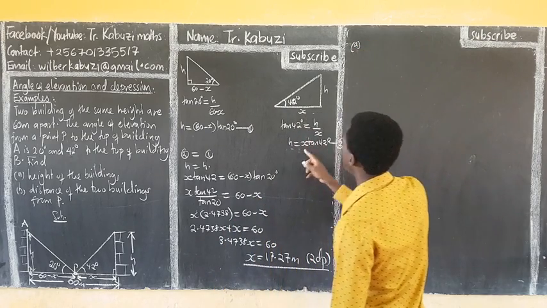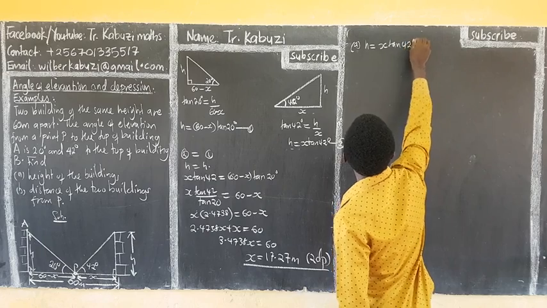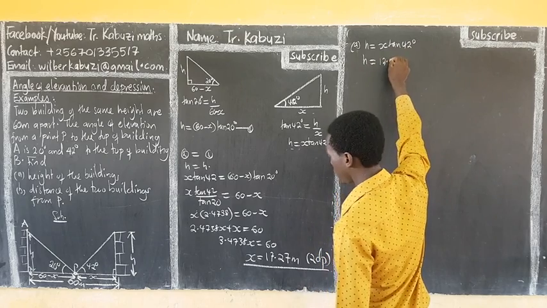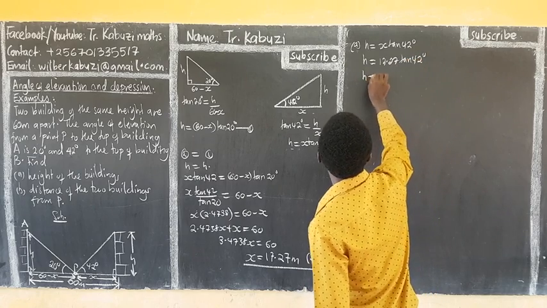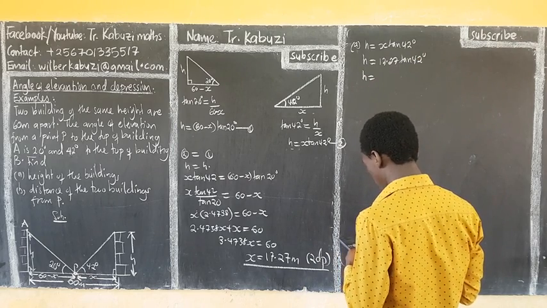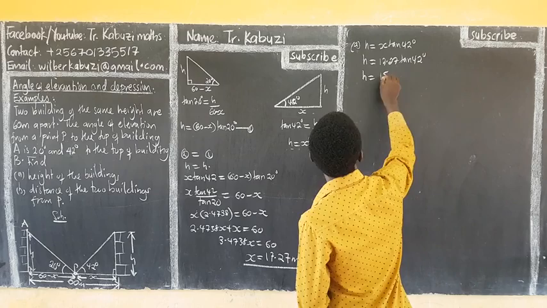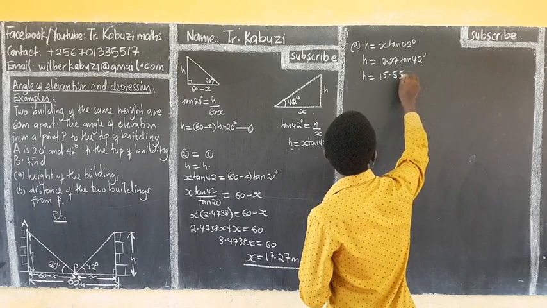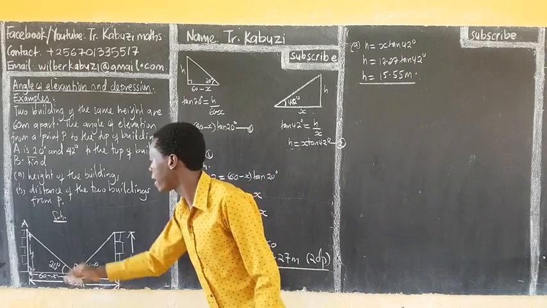I can just get the height from here. My height was X tan 42 degrees. So my height now will be 17.27 tan 42 degrees, and here I'm getting 15.55 meters. So that's the height of the two buildings, because both have the same height.